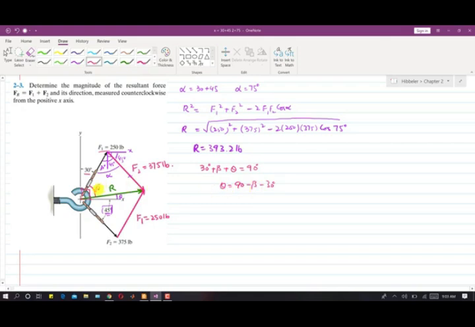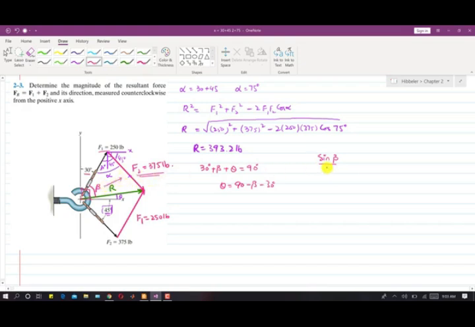In order to find this beta, we will apply the sine law in this triangle. So if I apply the sine law, I write sine of beta divided by the magnitude of the opposite side, so this is the opposite side to beta.